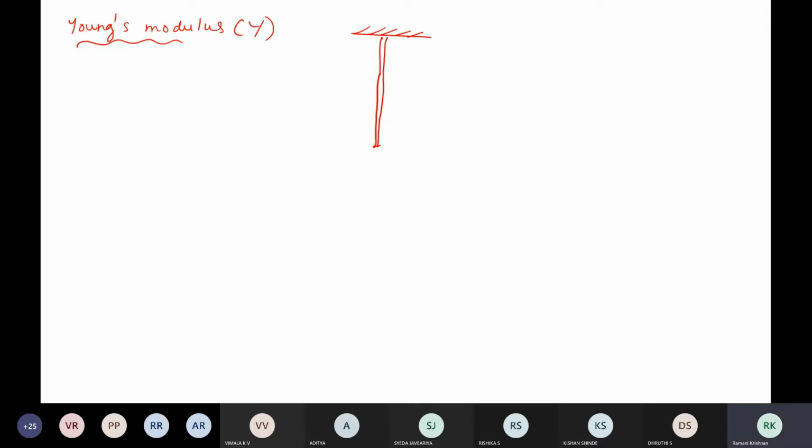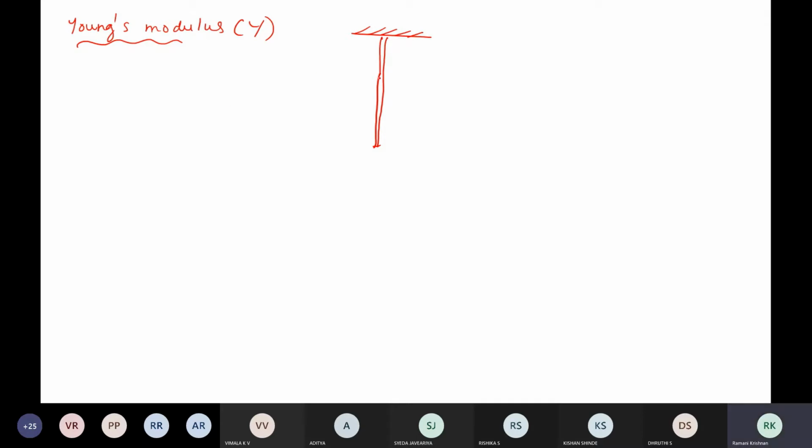I should start calling the attendance. CV001 Abhishek DS. Present, ma'am. Abhishek, in Young's modulus, what will change? Length will change, volume will change, or angle will change? Length, ma'am.